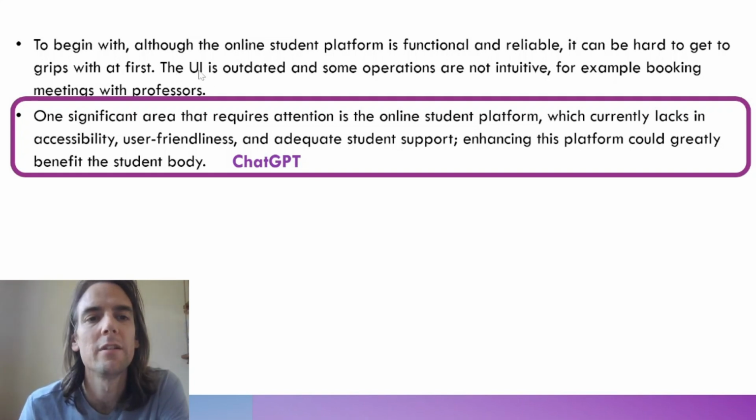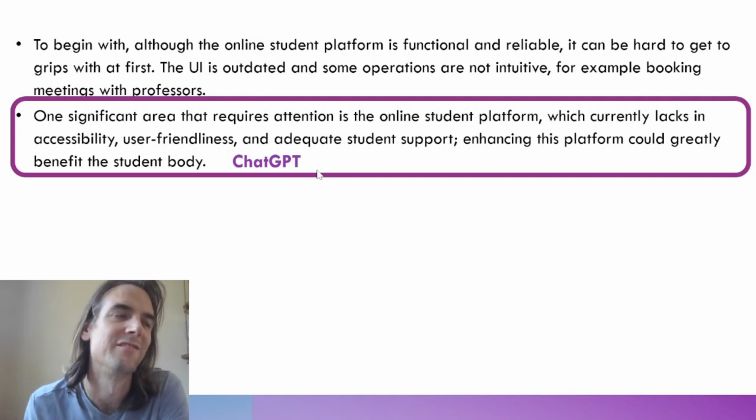And then maybe my idea about UI is quite nice, user interface. Specific detail is normally a bit more human. And again, giving an example, booking meetings with professors. As a student, I know this is important, so I'm going to use that as an example. ChatGPT maybe doesn't know that, although I guess it should.